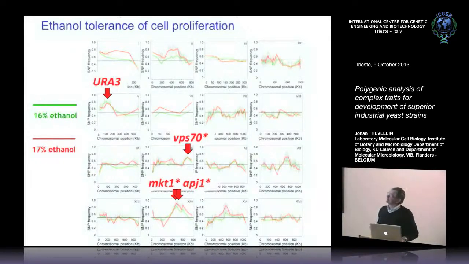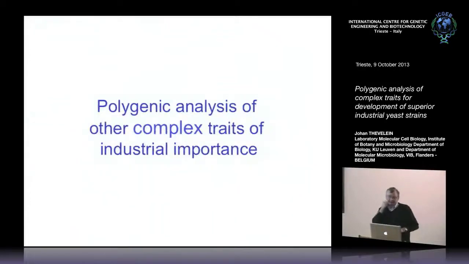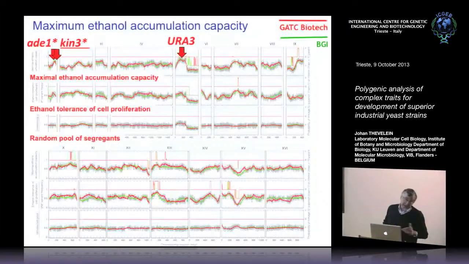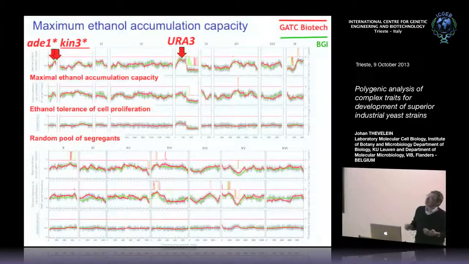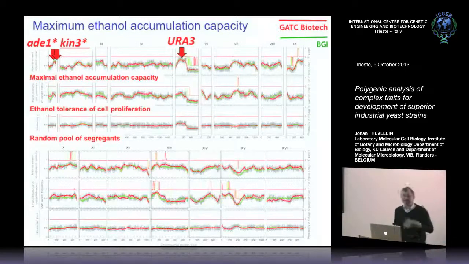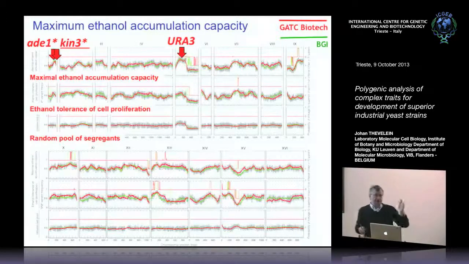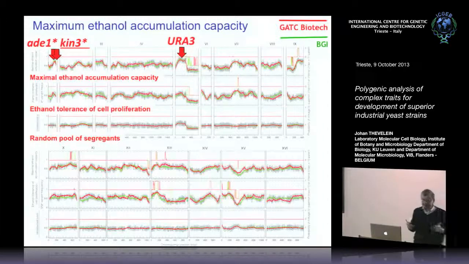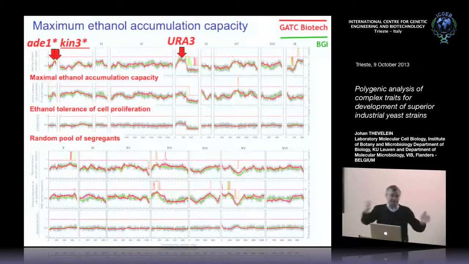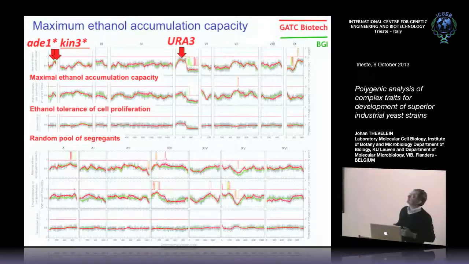So we have done this type of analysis with pooled segregant whole genome sequencing for several properties already. The first one was ethanol tolerance of cell proliferation. And here we have done maximal ethanol accumulation capacity, which is a difficult property because you have to do fermentations and determine the maximal level of ethanol that can be accumulated by each individual segregant. So with more than 1,000 segregants, we did individual fermentations, and we determined whether they can accumulate a high ethanol level.